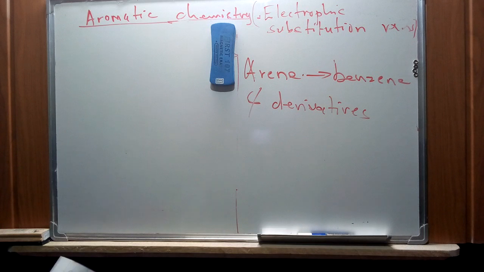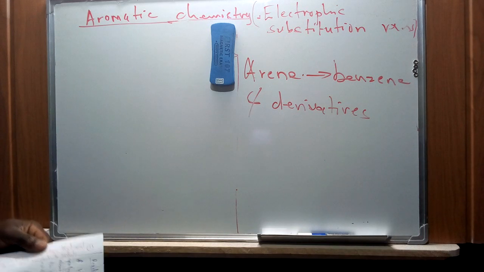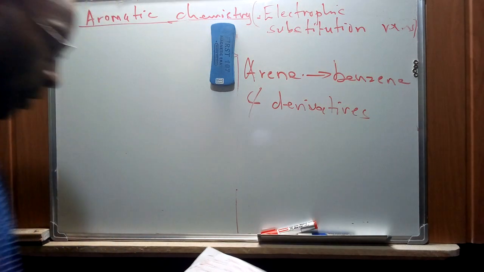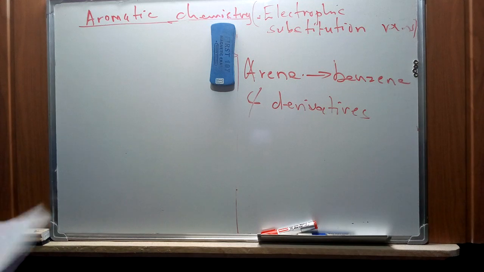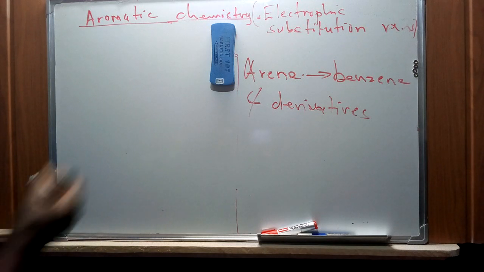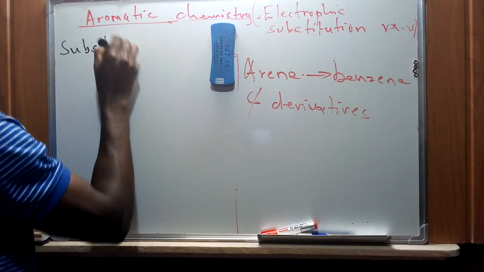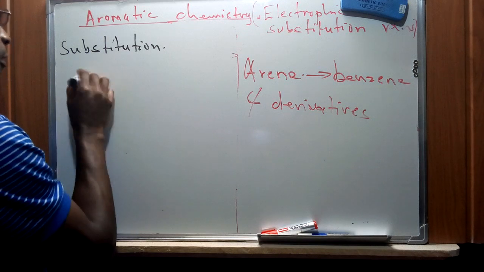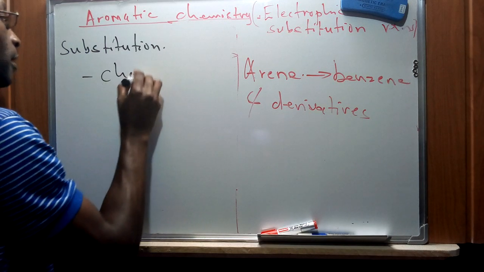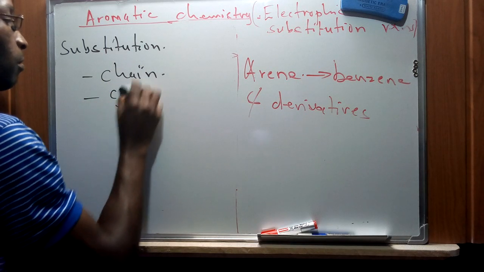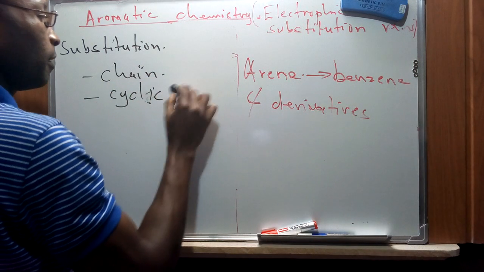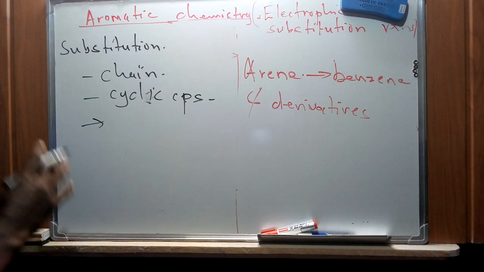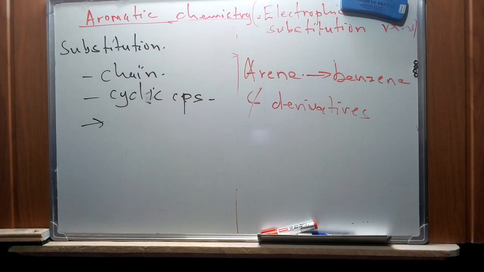As we have said about electrophilic substitution reactions, I've defined the term electrophile, and lastly I'm going to look at the term substitution. We said that organic compounds can form chains, and they can form cyclic compounds, and specifically this is what we discussed when we were talking about the nomenclature of organic compounds.